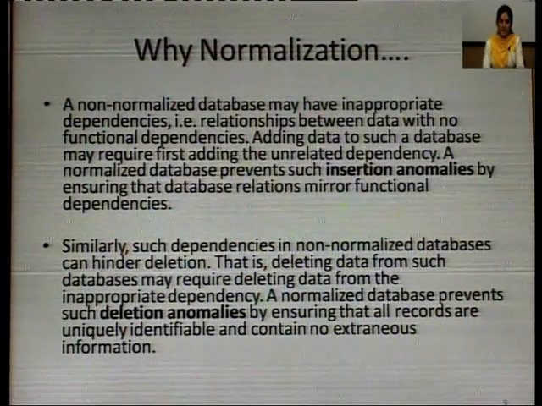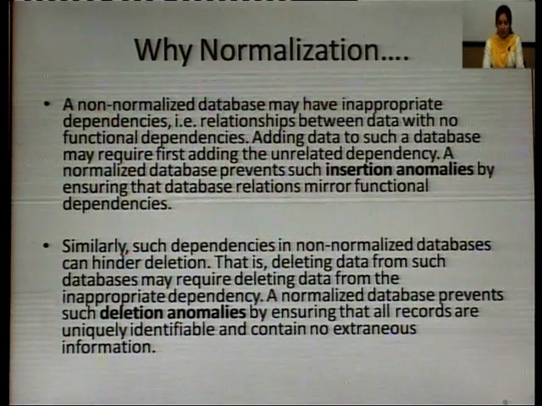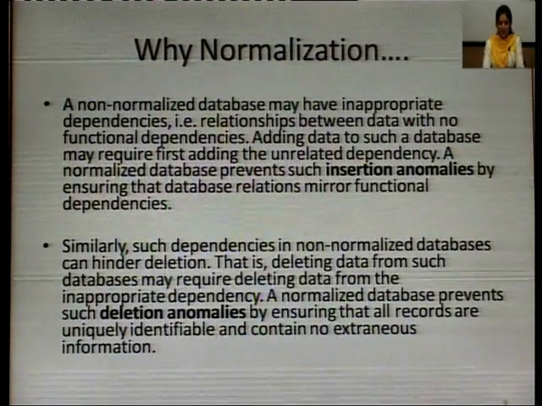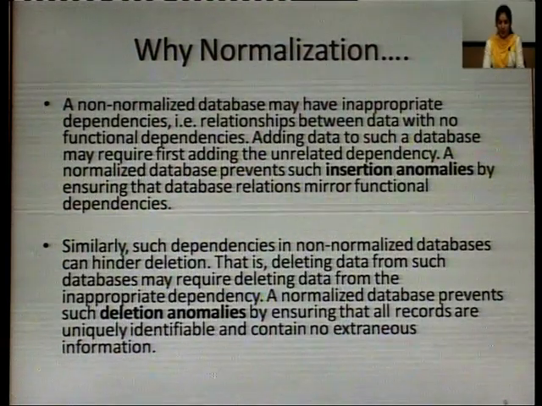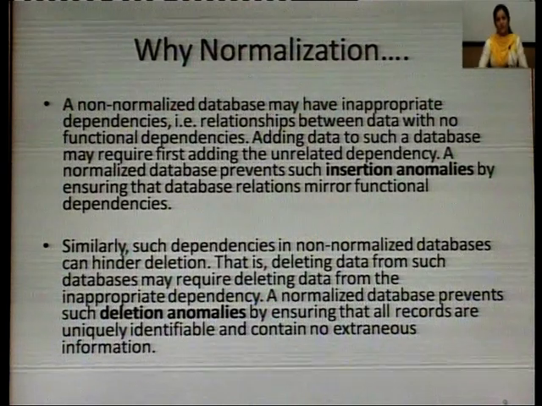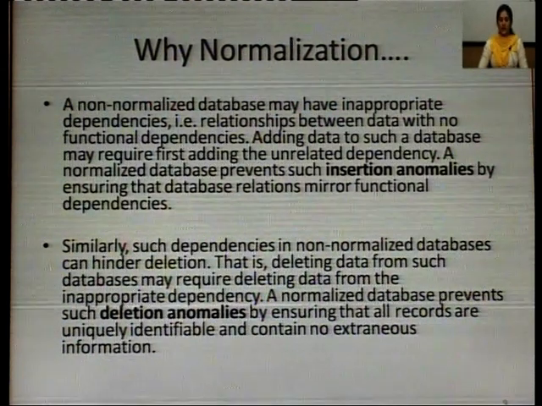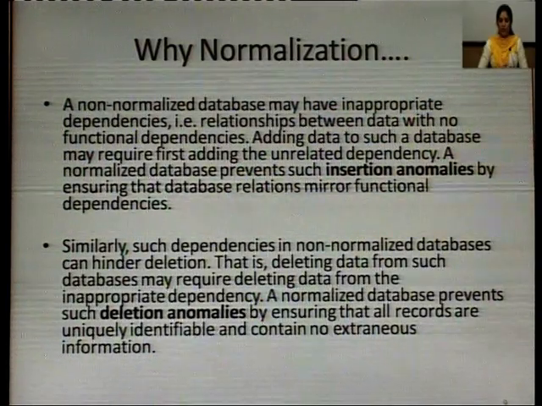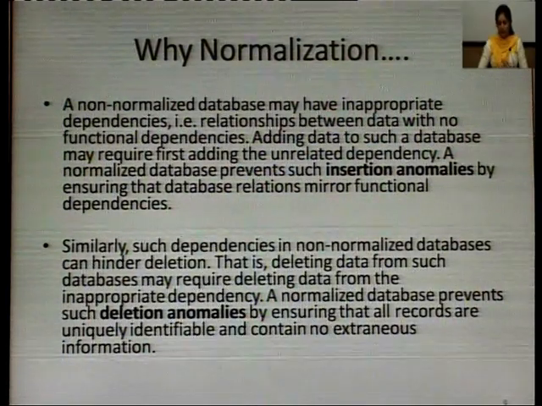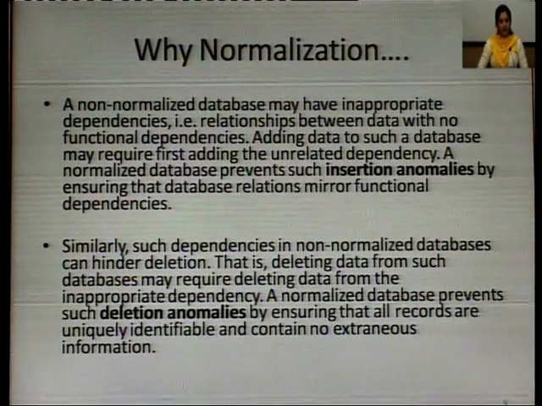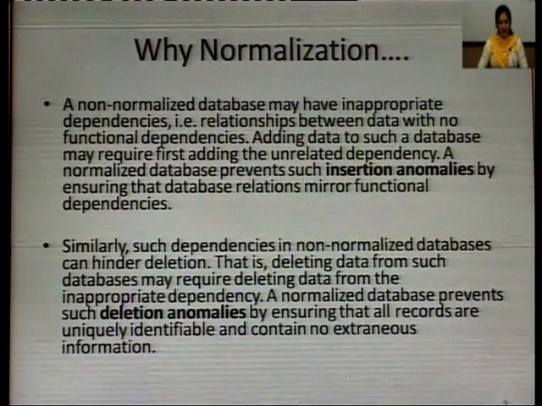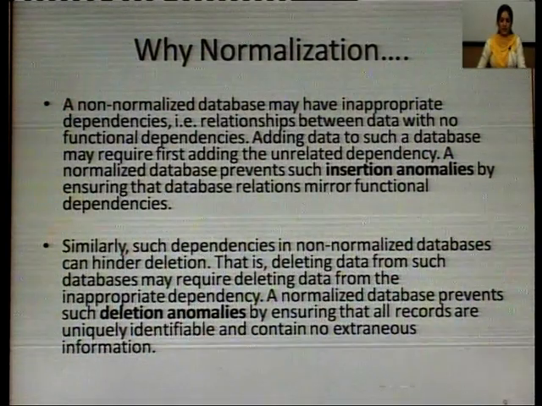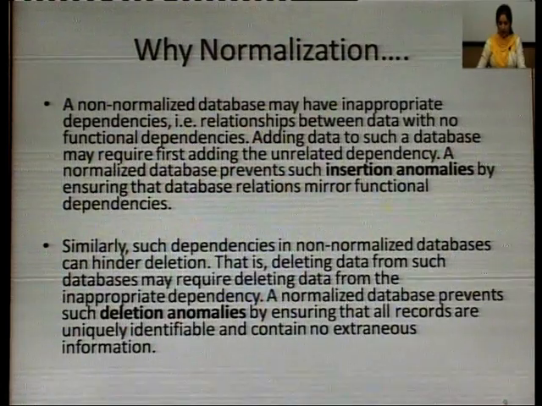So a normalized database prevents such deletion anomalies by ensuring that all the records are uniquely identifiable and contain no extraneous information. So these are the disadvantages that occur if you do not normalize the information stored in your databases. You may have to face anomalies like update anomalies, insertion anomalies, and deletion anomalies. To prevent all these things, you may have to normalize your information.